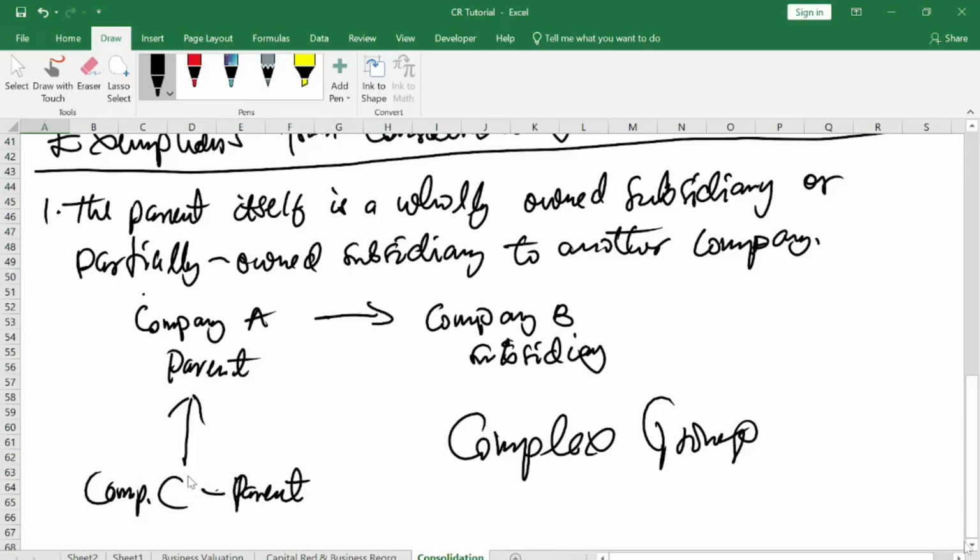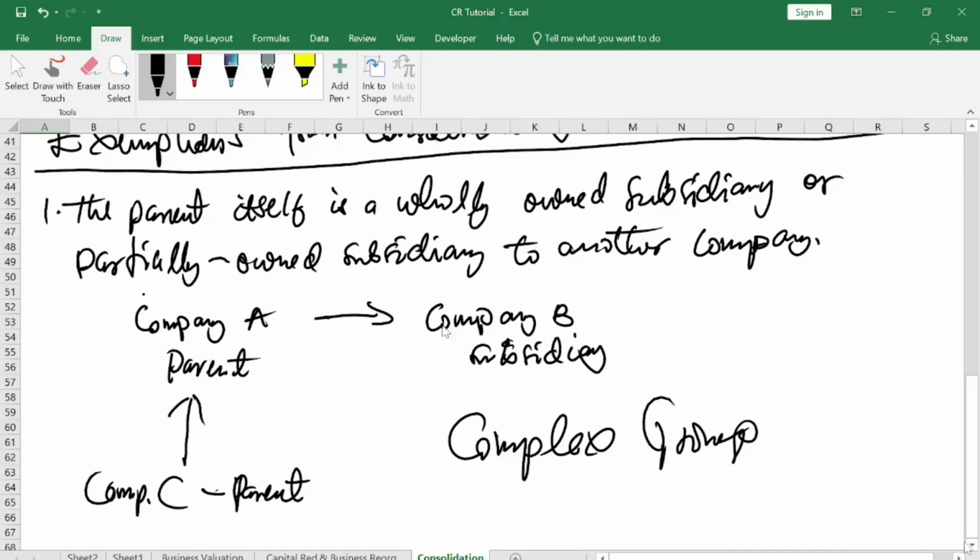Company C didn't buy company B directly, but because company A belongs to C, company B automatically belongs to C indirectly. You understand? So it has an influence. We call it a complex group.